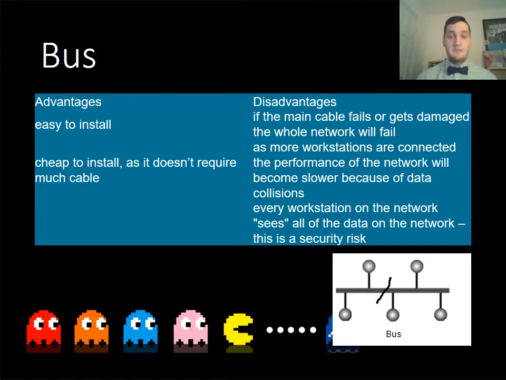If this backbone breaks, your network will fail, and the problem with that is you can't access any of the information or data. Now, the other problem we've got is the more computers that you add, the more workstations that you add, the slower it will become because of data collisions. Now, that's a bunch of key words there that you need to be aware of for the exam. The other thing that you need to be aware of is that every workstation on the network sees the data, and that's a big security risk.